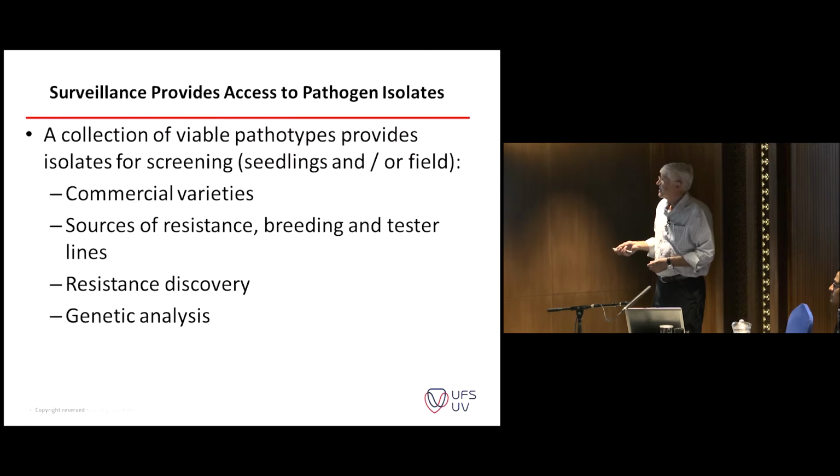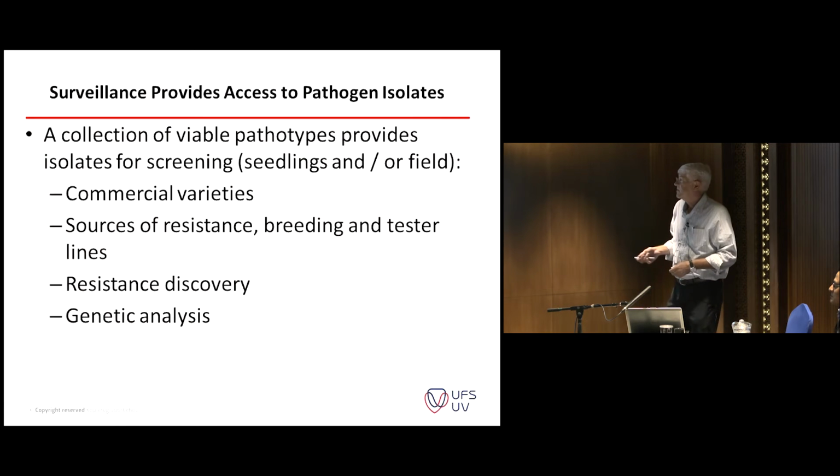So we can now screen our commercial varieties, we can screen potential sources of resistance, all the breeding lines at the different levels of testing, whether they be the crossing block, the parents, junior level trials, senior level trials, and what they call the elite trials, and then finally the released varieties.